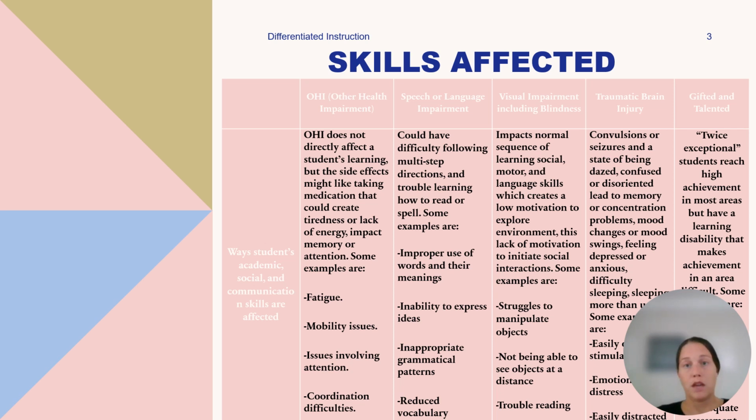The speech or language impaired students could have difficulty following multi-step directions and trouble learning how to read or spell. Below are the examples. For our visually impaired students, this impacts the normal sequence of learning, social and motor skills, also language skills, which can create low motivation to explore their environment. This lack of motivation then leads to a lack of social interaction as well. Below are the examples.